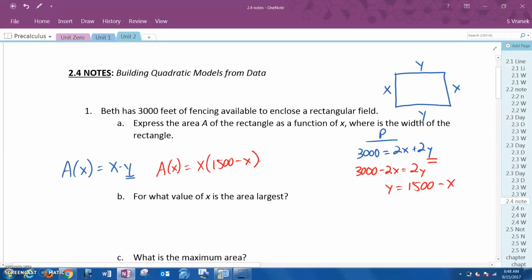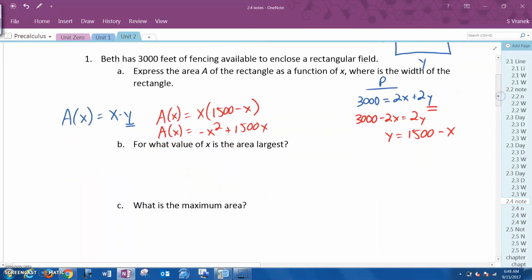Actually, you know what? Let's do it without a calculator. So, negative x squared plus 1,500x. So for what value of x is the area the largest? Now, you could just look at your calculator, but that might take you longer than just throwing it right into your formula you knew from before. You should note that the area will be the largest at the vertex because this is an upside down quadratic.